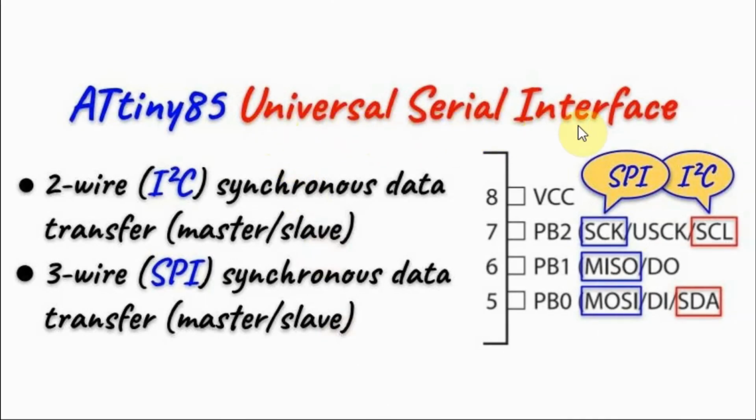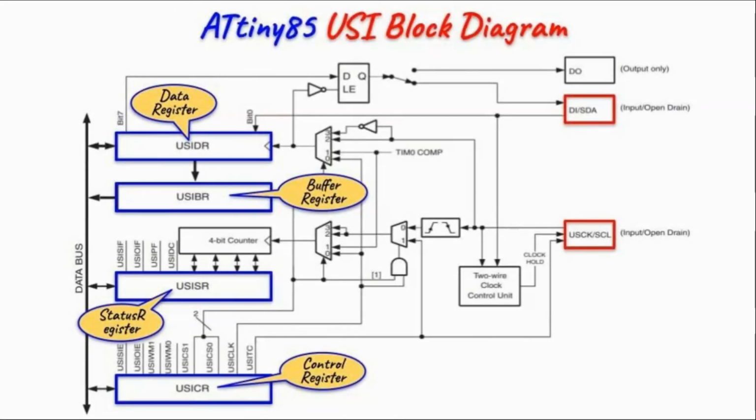In this video, the Universal Serial Interface is not programmed, but rather the digital pins PB0, PB1 and PB2 are used as normal digital I/O pins to give us the required SPI lines to interface with the MAX7219 module. In future videos, the Universal Serial Interface registers such as the control register, the status register and the data register will be programmed to either give us SPI communication or I2C communication.